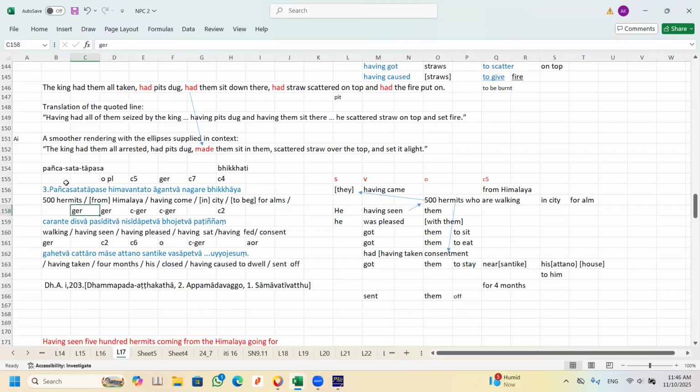Yeah, you put it on top there, Pancha Sata. That means this Pancha Sata, 500. Pancha in front, the 100 at the back, 500. Then this is Tapasa. Tapasa means the stem. That means it's habit. So in this case, we should translate this as 500 hermits. So this should be the object.